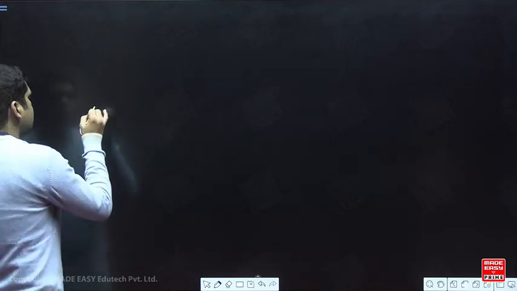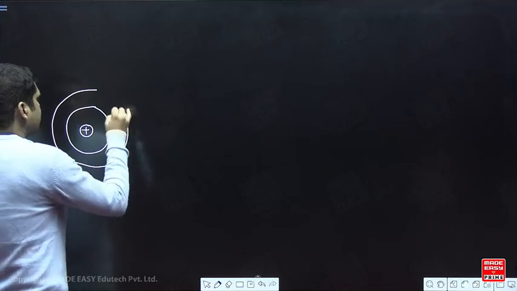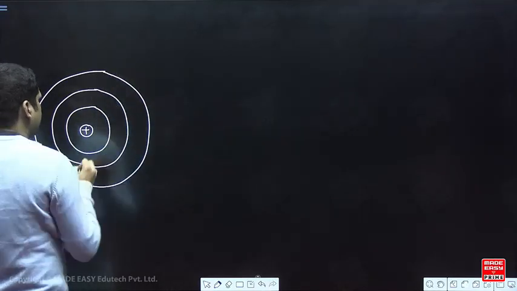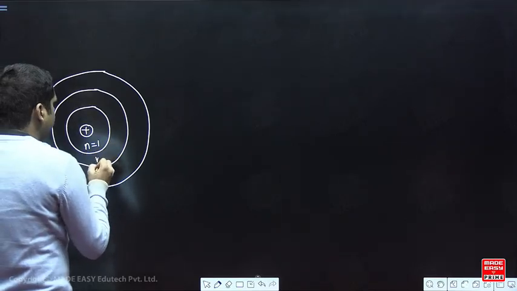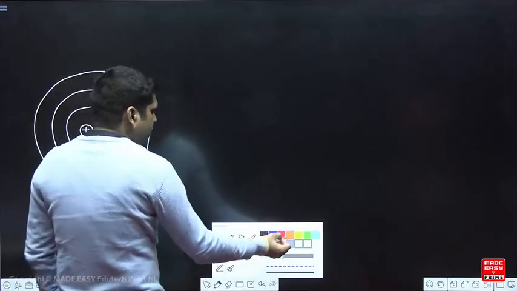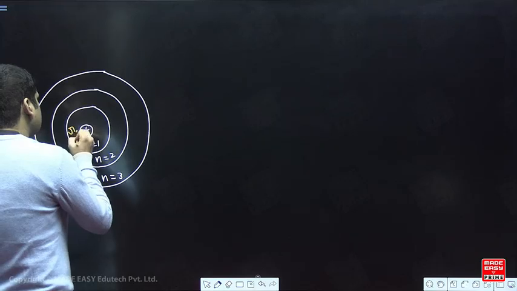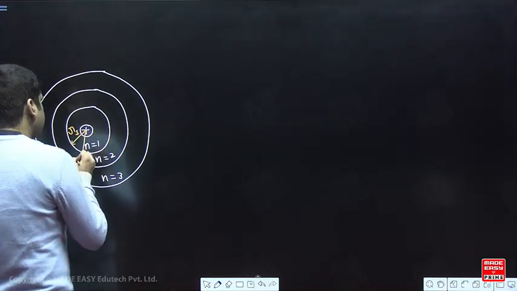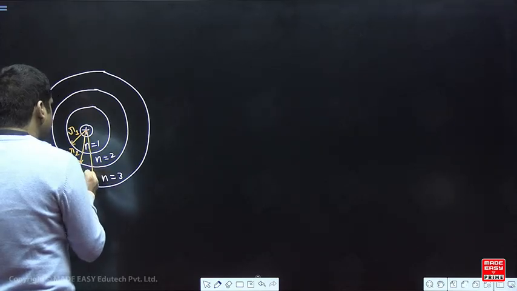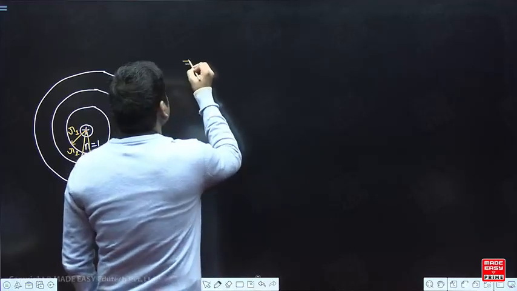orbits. Suppose this is nucleus and this one is your first orbit. This one is your second orbit. This one is third orbit, like this. So n is equal to 1, n is equal to 2, n is equal to 3. For the first orbit, the radius is r1. For the second orbit, the radius is r2, and for the third orbit, the radius is r3. Likewise, we can proceed.